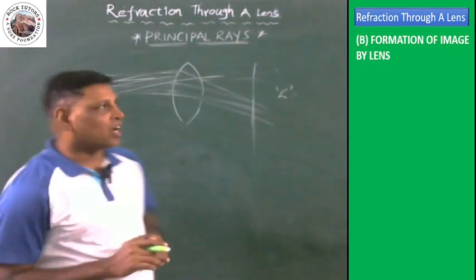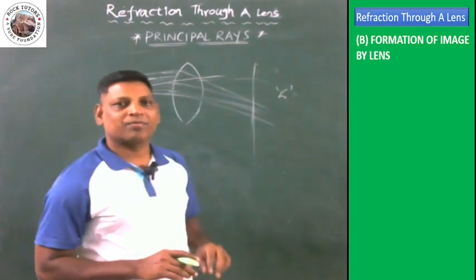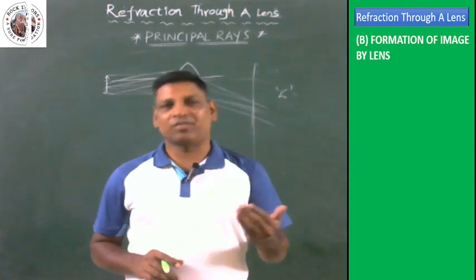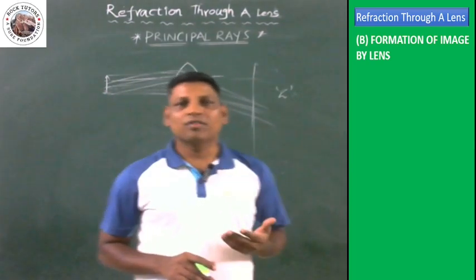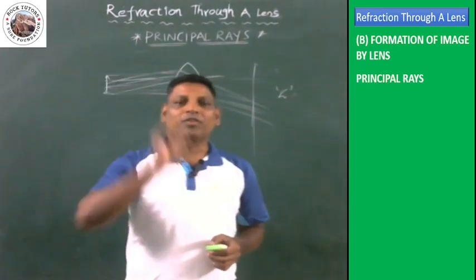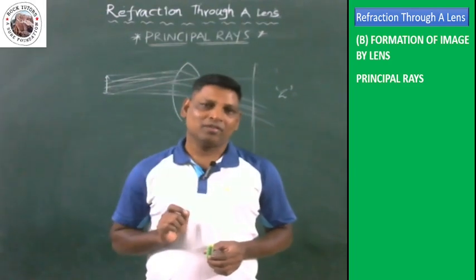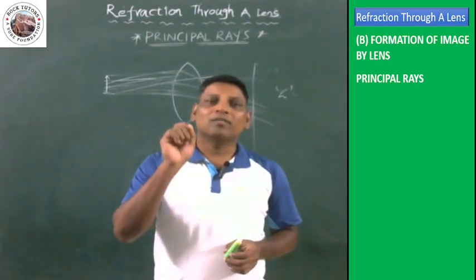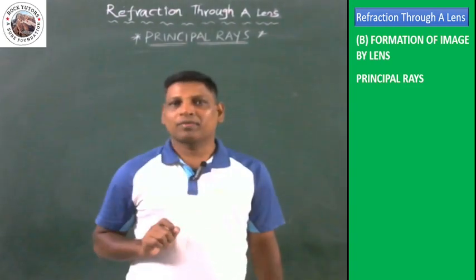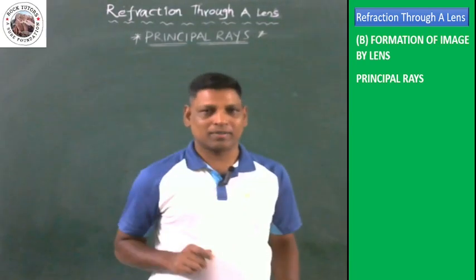That's why, instead of studying all these rays, if we study only a few rays and how they behave, then you can understand the formation of image by lens. These few rays are called principal rays. We'll see what the principal rays are. Remember, to draw a ray diagram, carefully observe how to draw them.